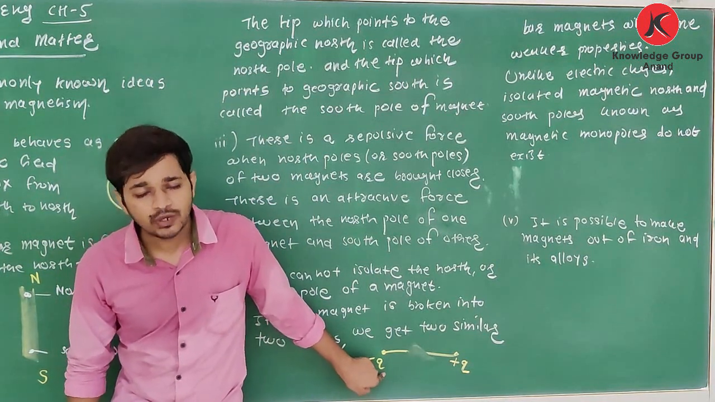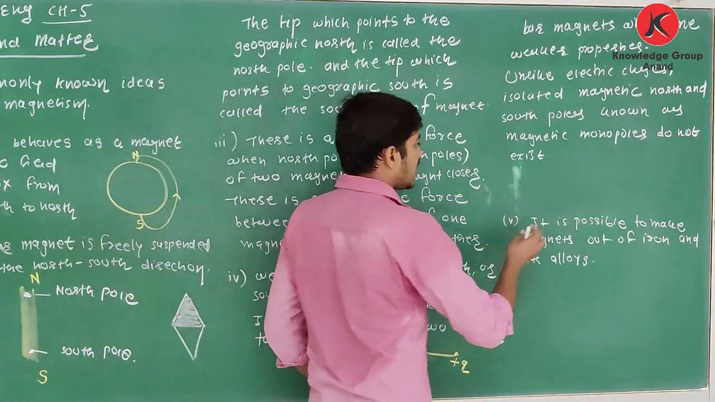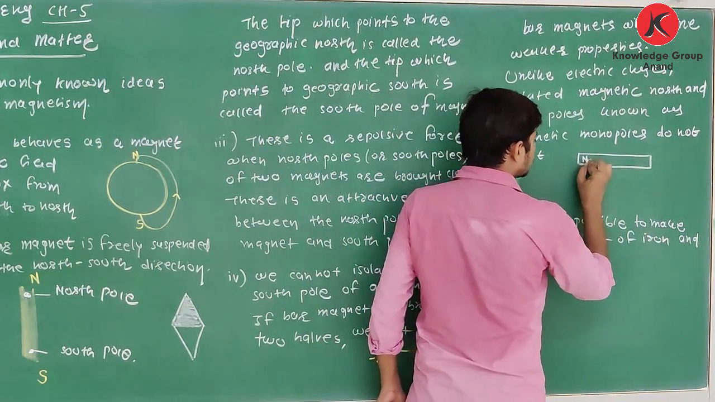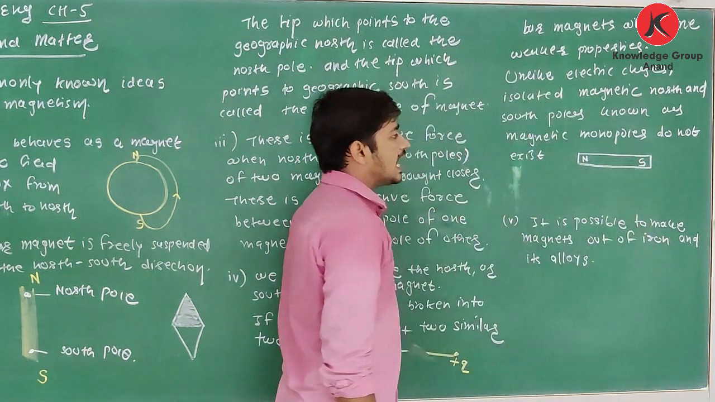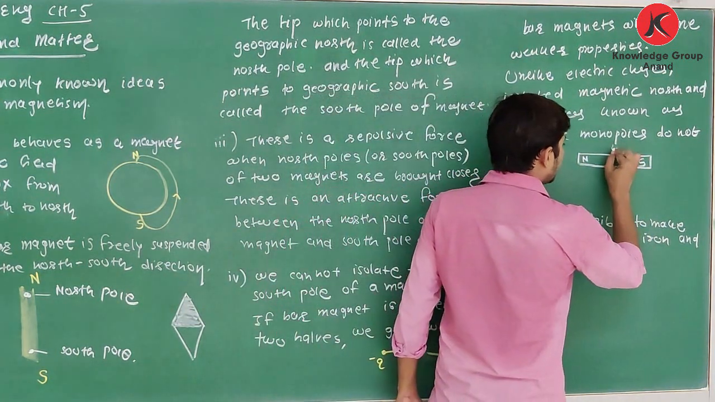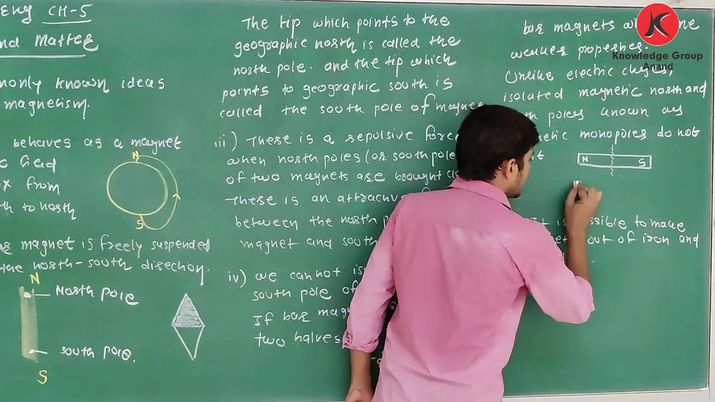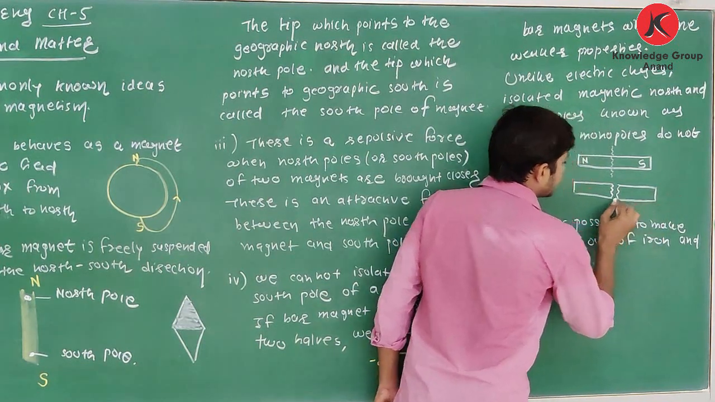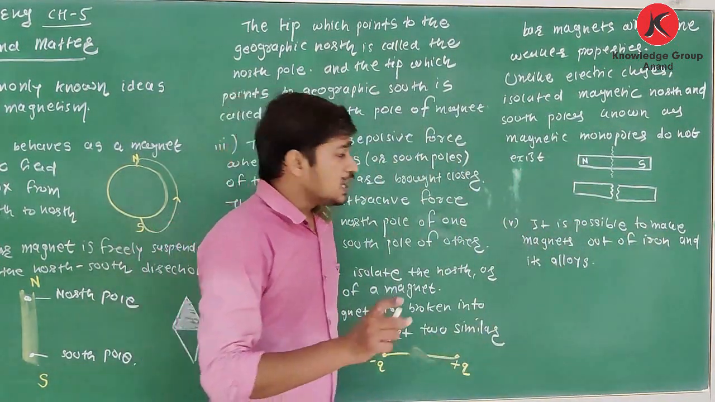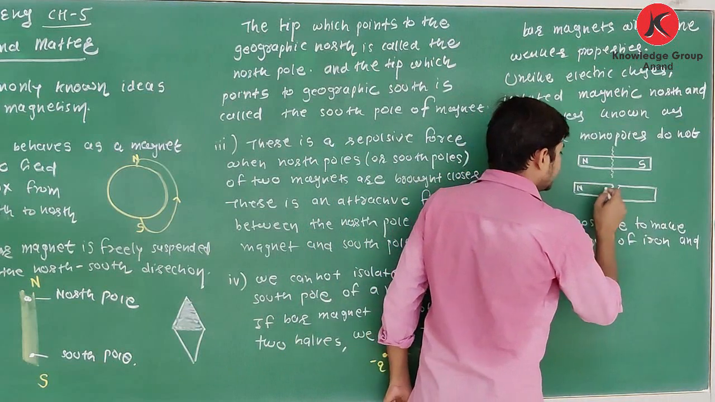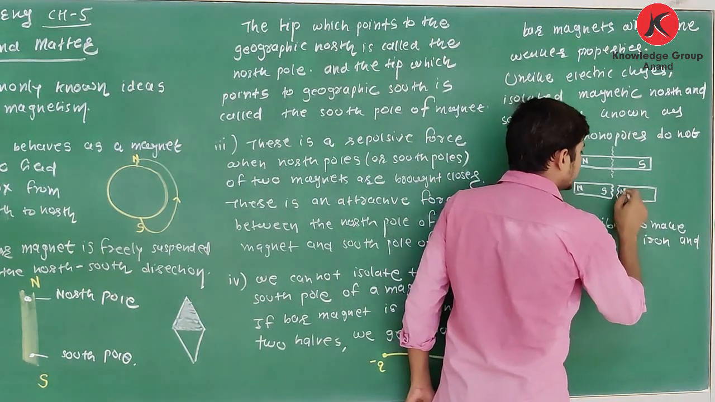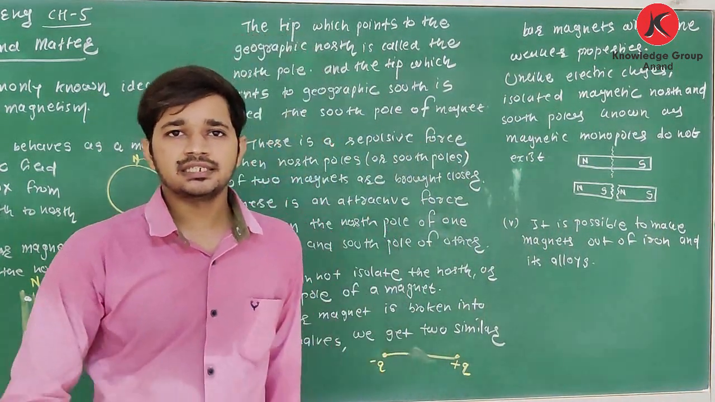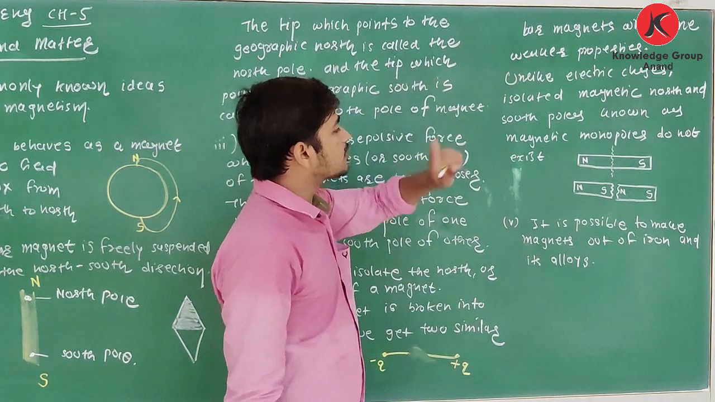Electric monopoles do exist. But if I have a magnet like this, it has a north pole and a south pole. And if I cut this magnet in two equal halves, then yes, each part behaves as a magnet, but with weaker strength. Clear about this? Having some weaker properties.